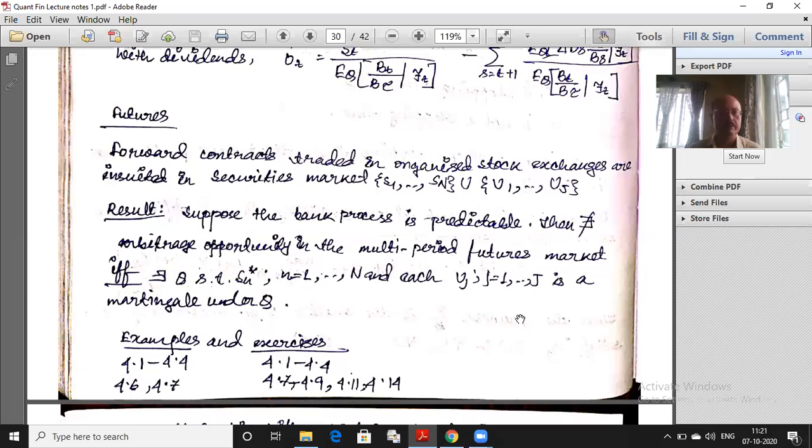Swap contracts are exchange arrangements. So what do I do? Suppose I have a stock which gives me some uncertain return over the years. I don't know exactly how much, but there is a probability distribution. So I come to you and say that, okay, I don't like this uncertainty. I want a fixed return.